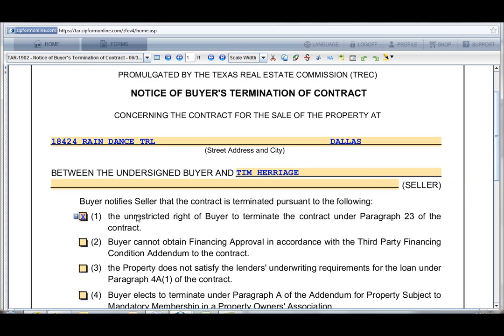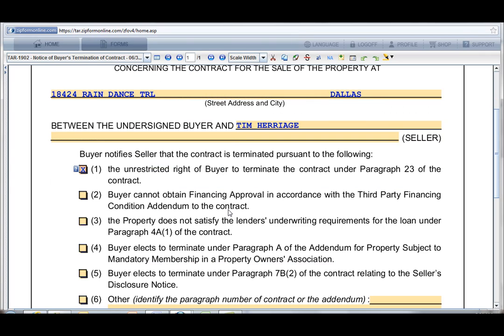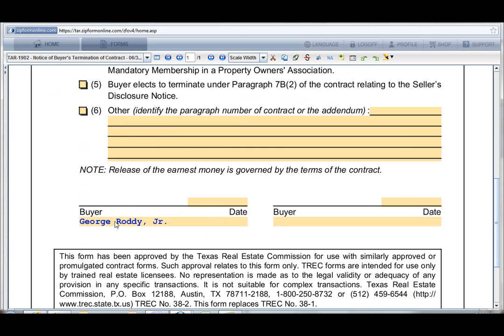box number 1, the unrestricted right of the buyer to terminate the contract under paragraph 23 of the contract. And that's it. That is really it. You don't need to do anything about the financing. The property doesn't satisfy lender underwriting because we wrote a cash offer most likely. So check box 1, then come down here and you sign it.